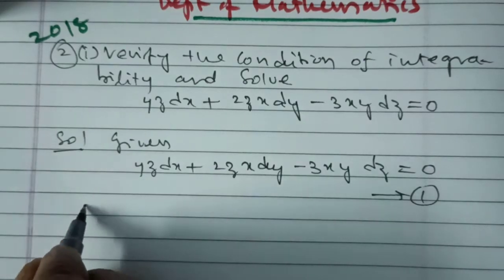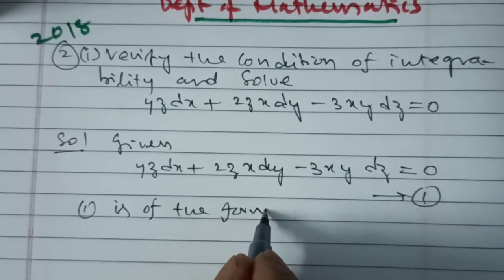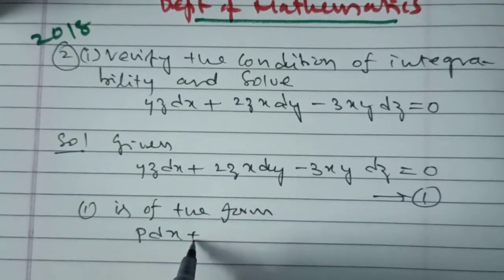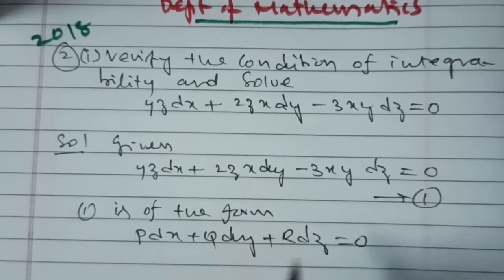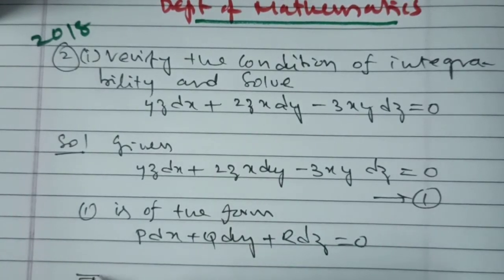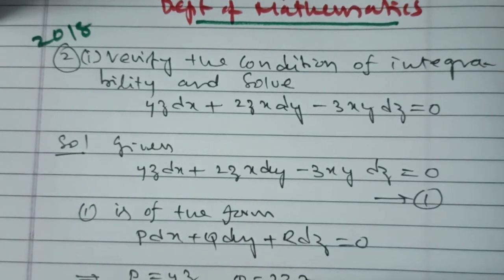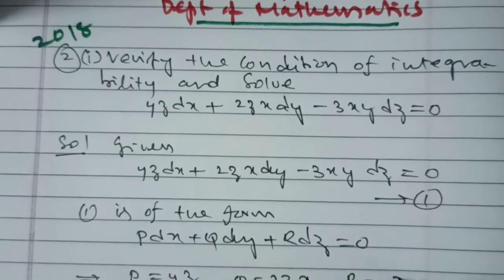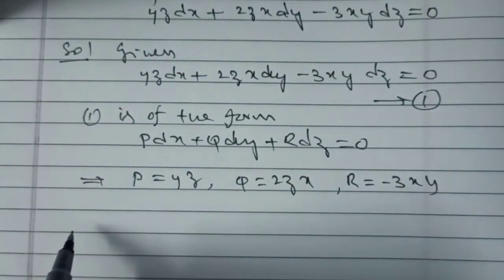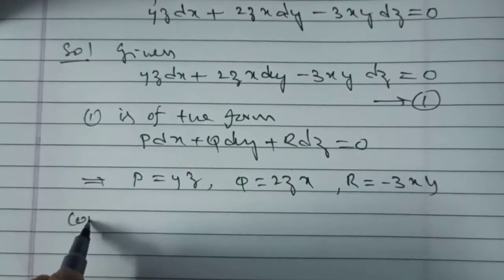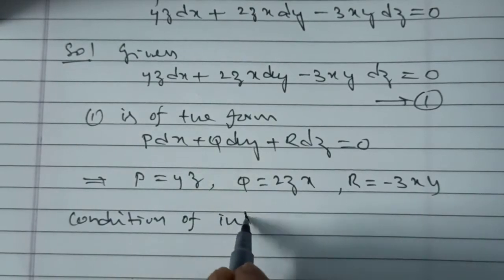Equation 1 is of the form p dx plus q dy plus r dz is equal to 0, which implies p is equal to yz, q is equal to 2zx, r is equal to minus 3xy. Next, the condition of integrability.